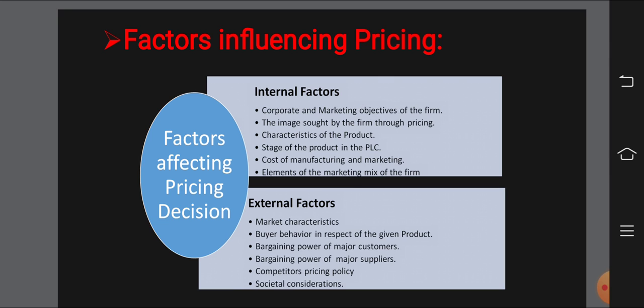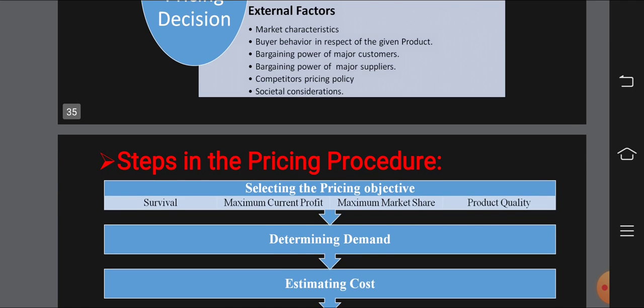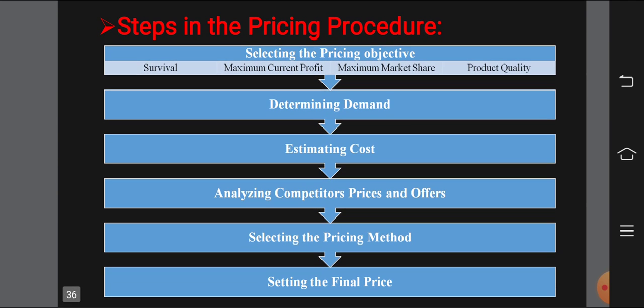Then after discussing these factors influencing the pricing, we will move forward to the next point, the different steps in the pricing procedure. These are the different steps to determining the price of a particular product. Approximately six stages are there to determine the price of a particular product.